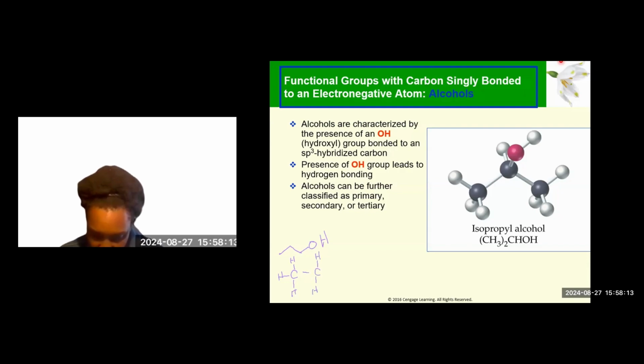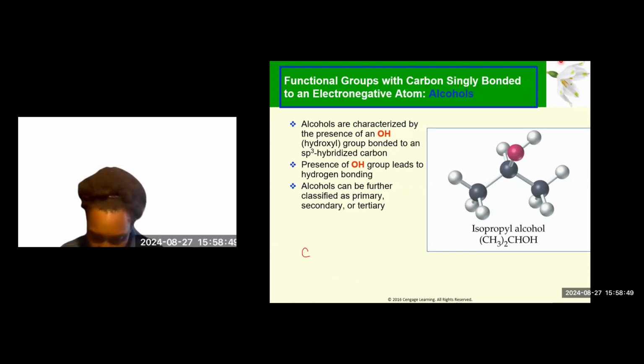You guys should be practicing drawing these. All right, so we have carbon 1, 2, 3. Carbon 1, 2, 3. And so this OH group is connected to a carbon that only has one carbon attached to it. So this is considered primary, okay?